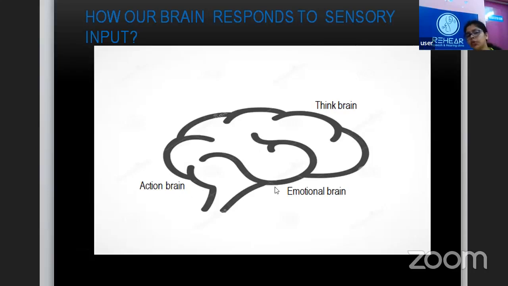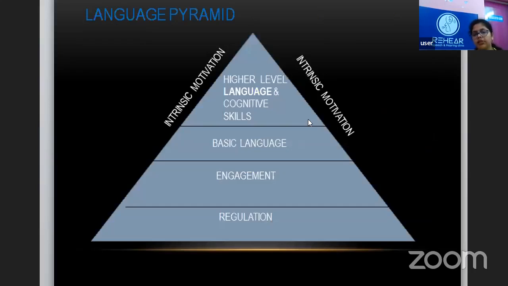If your two downstairs brains are disorganized, then the thinking brain doesn't have a chance to process things, so it doesn't have a chance for logical thinking, reasoning and higher level communication. So basically, when the downstairs brain is affected, the upstairs brain doesn't have a chance to navigate. So this is what I was trying to say.